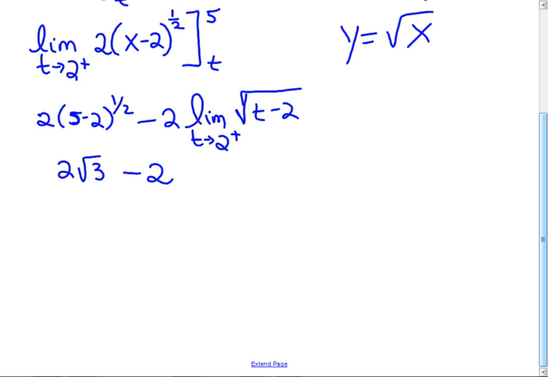And so we substitute in 2 from the right side, because you can't put in 2 from the left, as you said, and I get the square root of 0. So the answer is 2 times the square root of 3.